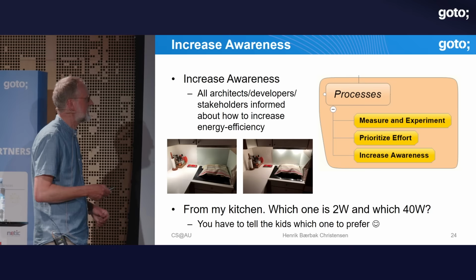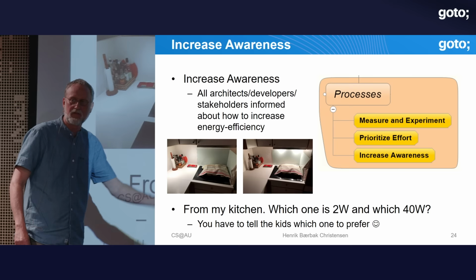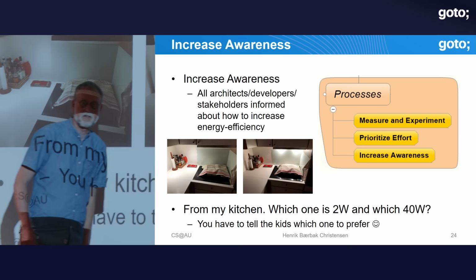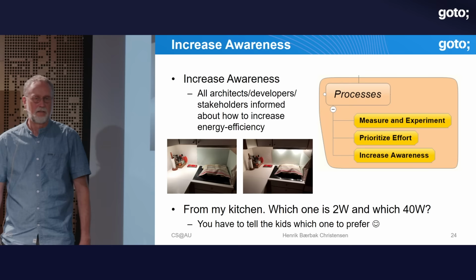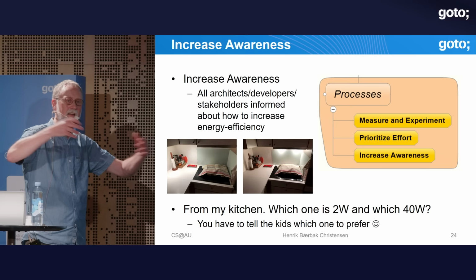And the other thing is talk to your colleagues, talk to the architects, talk to the testers, talk to everybody, and increase the awareness of this. Very simple example, this is my kitchen. There's one bulb turned on, and then there's another bulb turned on, and this one spends 40 watts and that one 2 watts. So tell the kids which one to use, right? It's the same with coding, you know. Tell your colleagues what works and what not in order to increase that awareness of, often it's small investments, and then you get a lot of return.